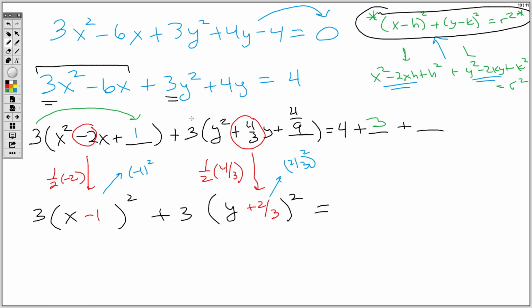And likewise over here, I added 4/9 inside the quantity. What did I really add to that side? 3 times 4/9. So I guess I'll write this as a 3 times 1 and a 3 times 4/9.